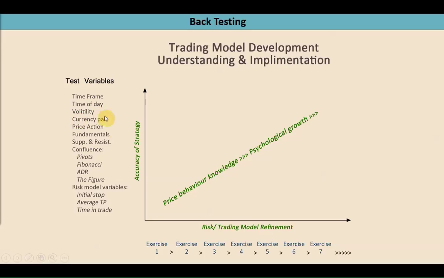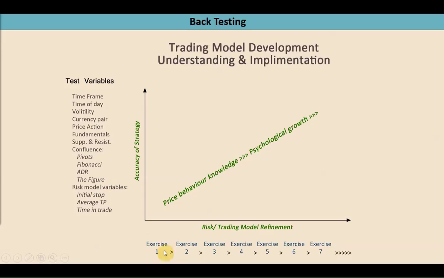The volatility, the currency pair always makes a big difference. Each currency pair has a different personality. So you can trade those different traits and get familiar with certain currency pairs. Obviously, varying types of price action, fundamental support and resistance. There are some confluencing factors you can use to build on your trading system. You can add pivots, Fibonacci, average true range, and there's a whole range of things that you can add.